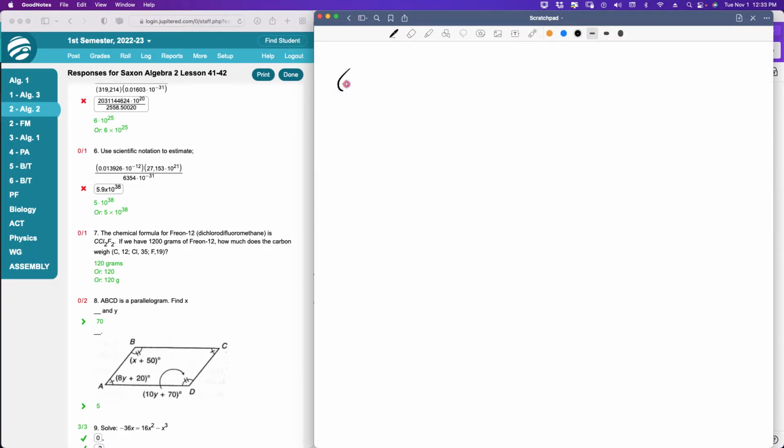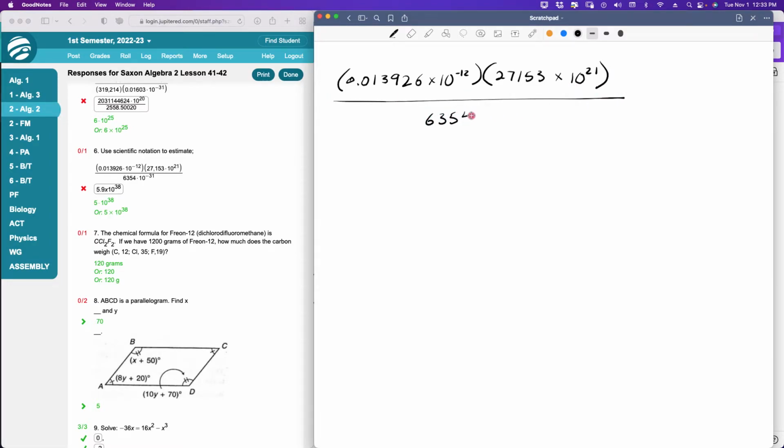We have 0.013, and that is the negative 12. And that's a positive 21 over. All right, we double check, make sure I wrote everything down right. 0.13926. Okay.